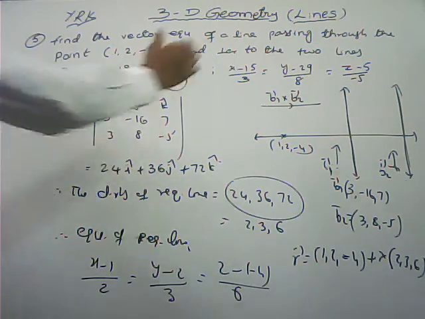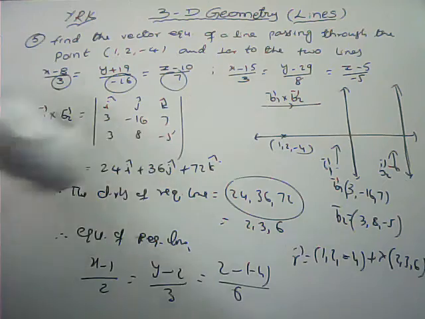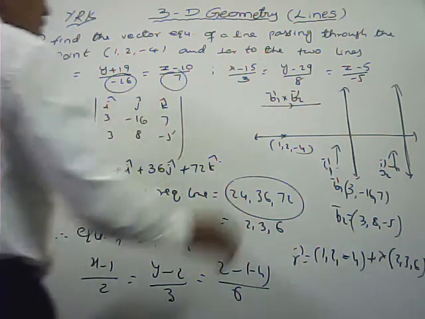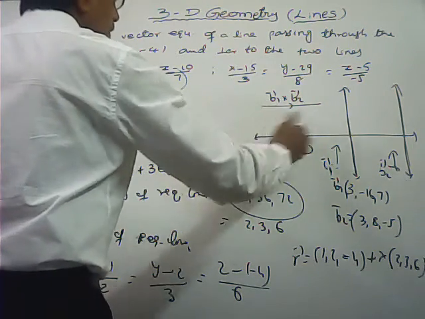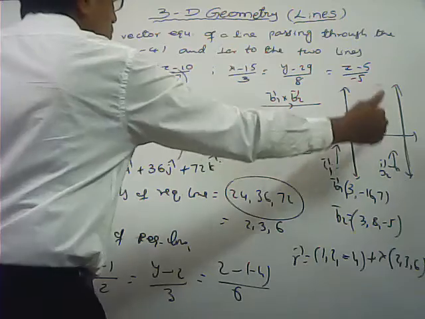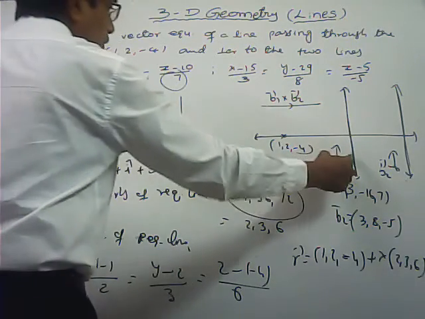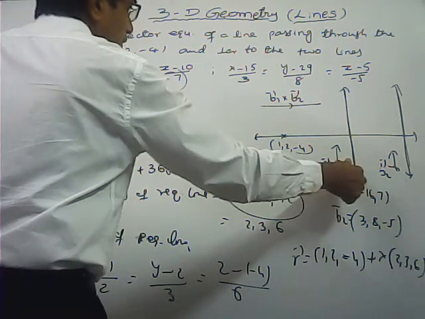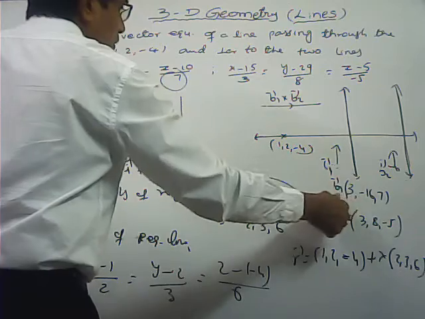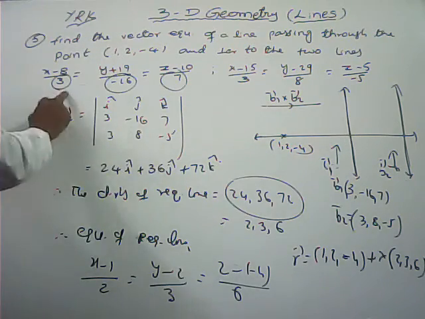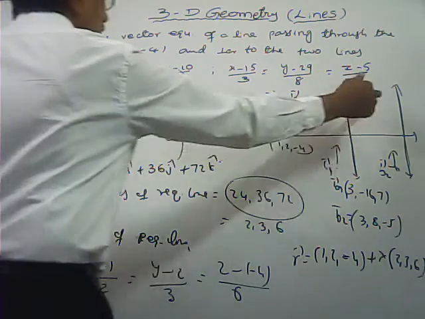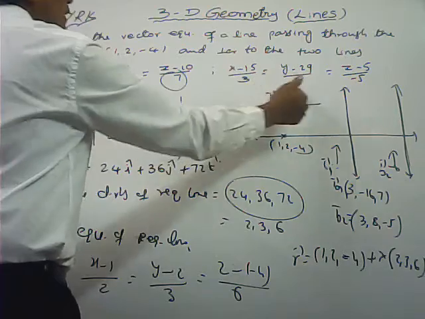So whenever the line is given to pass through a given point, and the parallel DRs are not given directly, but it is a line perpendicular to both the lines, here we know the parallel DRs of these two lines. The parallel DRs of the first line are b1 bar equals 3, minus 16, 7, and the parallel DRs of the second line are 3, 8, minus 5.